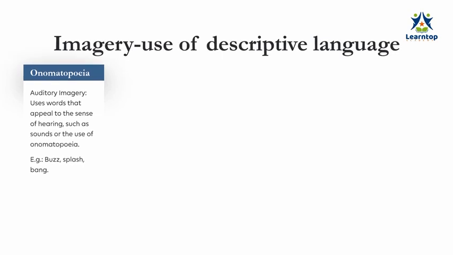The first one, onomatopoeia, which is an auditory image. This uses words that appeal to our senses of hearing, words like buzz, splash, bang, etc. It makes us hear the action as if it's happening right now.